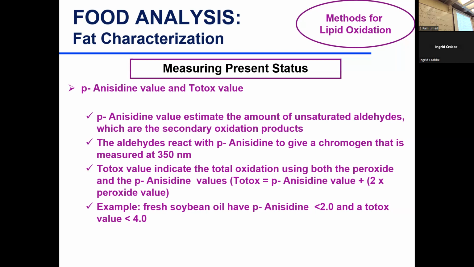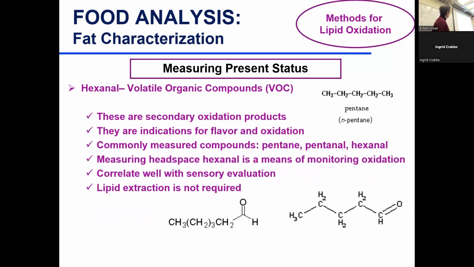Totox value takes into consideration secondary metabolites and peroxide value. So you get the NCD value plus 2 times peroxide value. So that is kind of combination of primary and secondary oxidation. And these are just examples of numbers here. 2 other methods really quick. I'll keep you 30 seconds more.